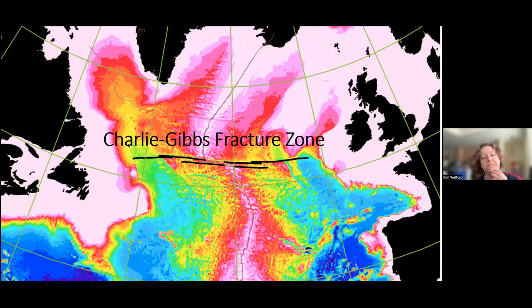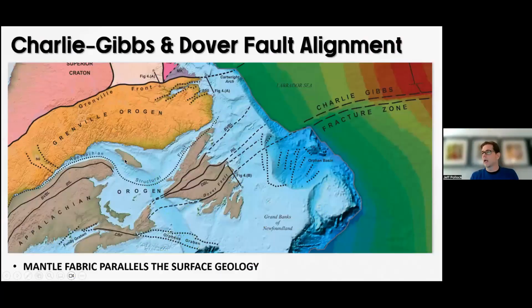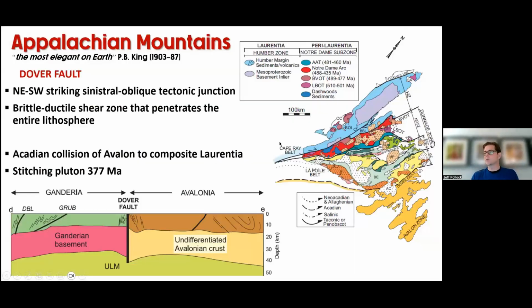Okay, thank you. It comes ashore. We're going to look here at what happens when it comes on at the Atlantic margin. Well, it terminates at the continental margin here at a rift transform offset formed by opening the Atlantic, and it terminates right along and aligns with the Dover Fault through here. And the Dover Fault is key because it is one of the major structural boundaries in the Appalachians.